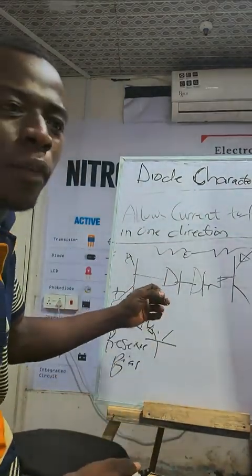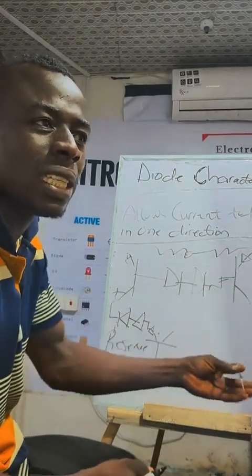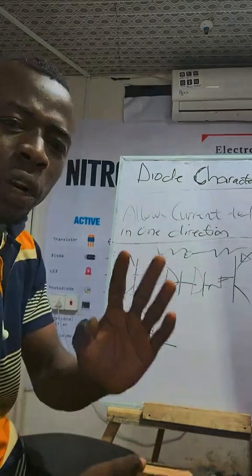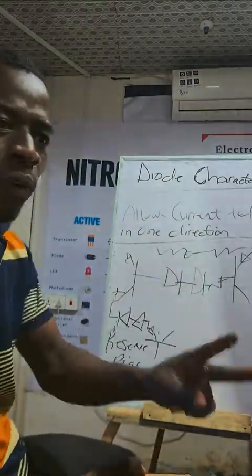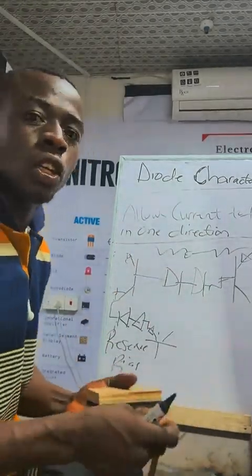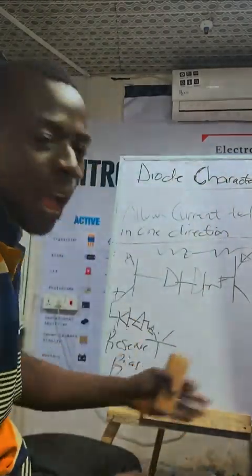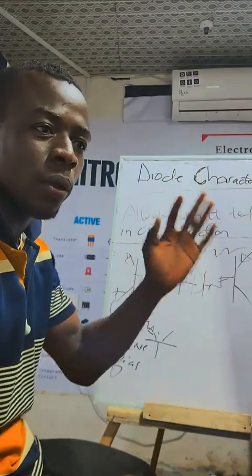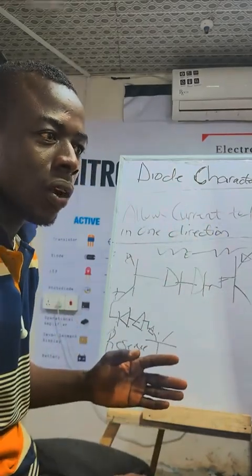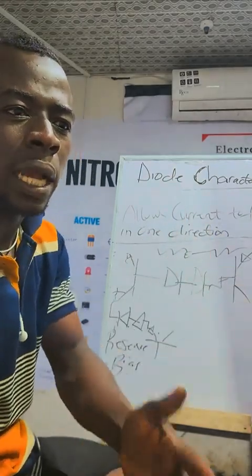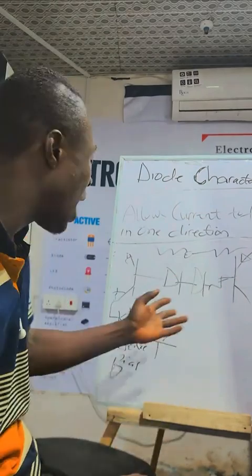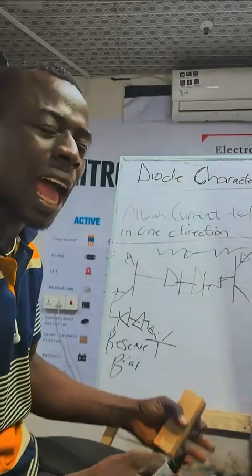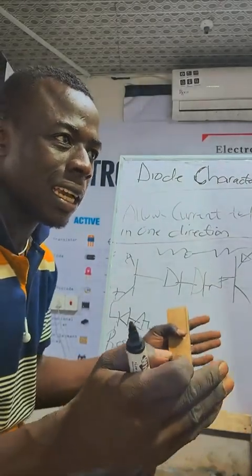So some of us only know that a diode converts AC to DC, but we don't know that it also has two characteristics, which is we have the forward bias and we have the reverse bias. When you think about how a transistor works, you should think about how a diode also works, because how they work, it's similar.